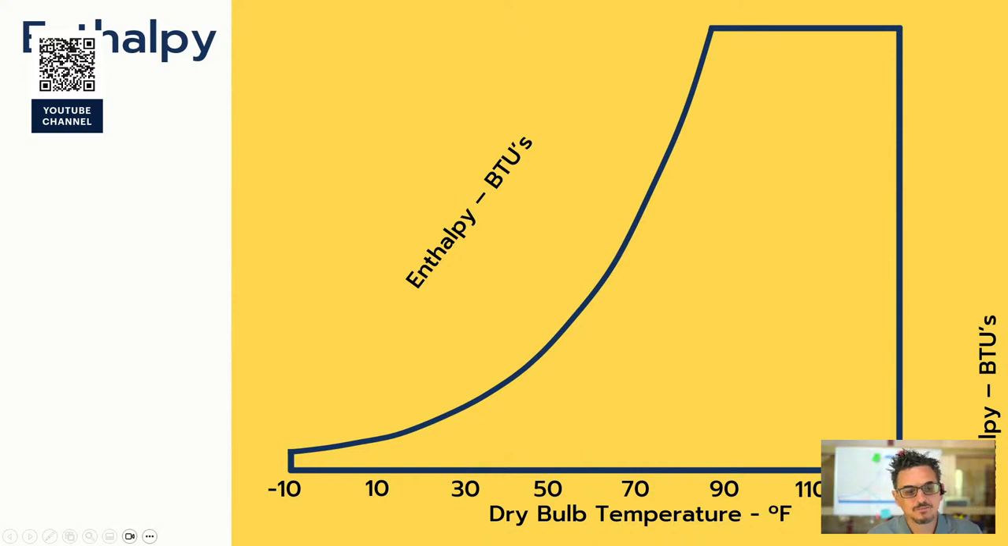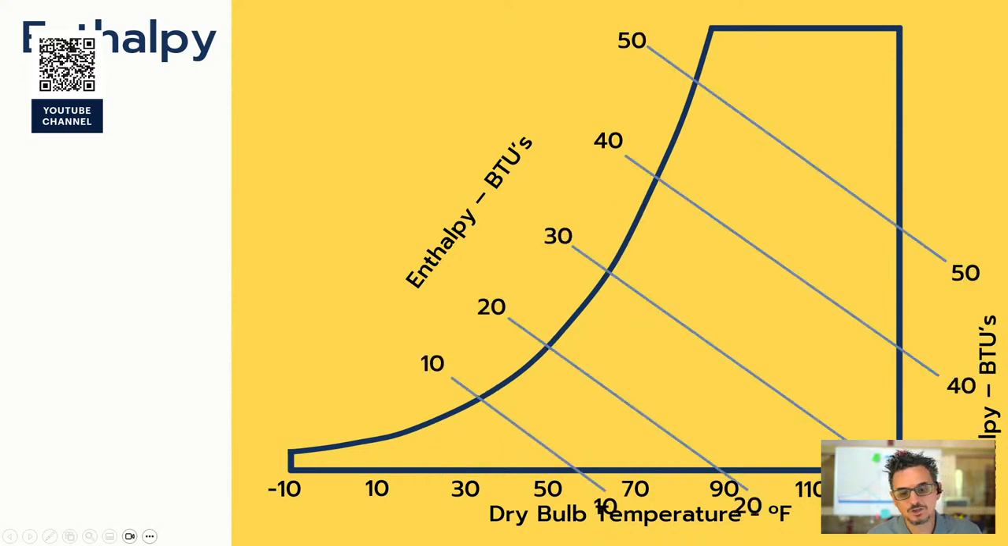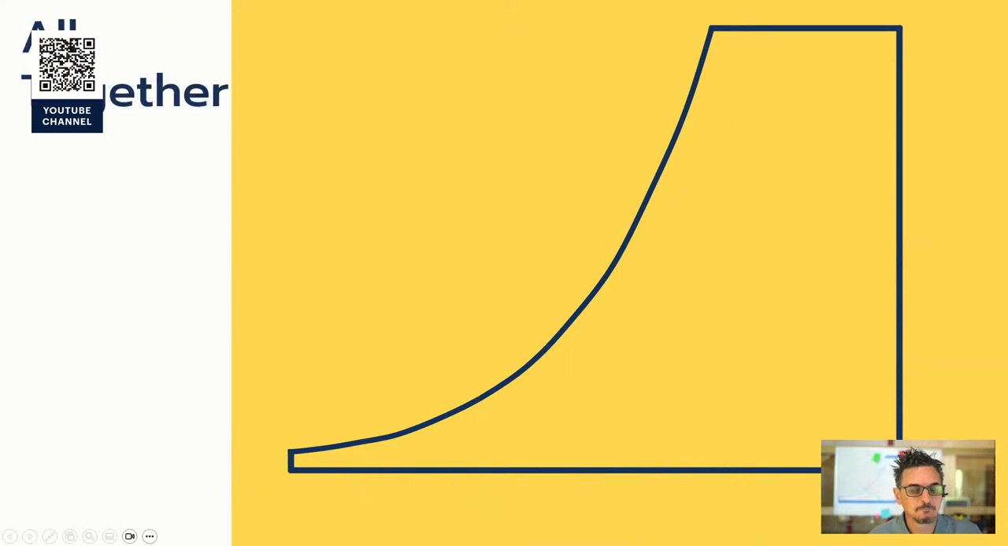Okay, enthalpy. Now, if you look at your chart, and I think we show this here in a minute, the enthalpy area is actually off the chart, where you can find the numbers. But we're going to look at that as an example here. And again, this is the total energy of the air. And you can see that increases as you increase in temperature and humidity, as you would expect it to. Okay, so now we've got all these individual components.